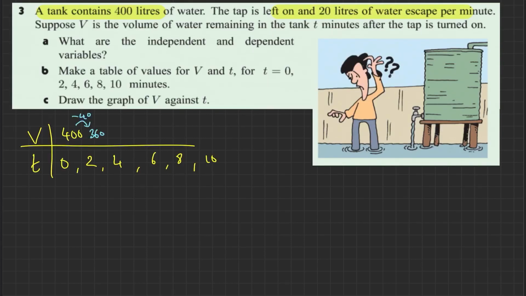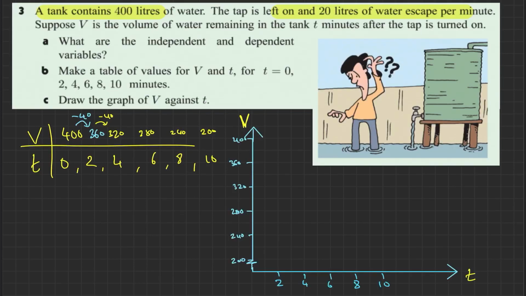So after 2 minutes, we will minus 40 liters, which will give us 360. And then another 2 minutes, we will minus 40 liters, which will give us 320, and so on and so on. So 320, 280. And then 240, and then finally at 10 minutes we will have 200 liters of water.